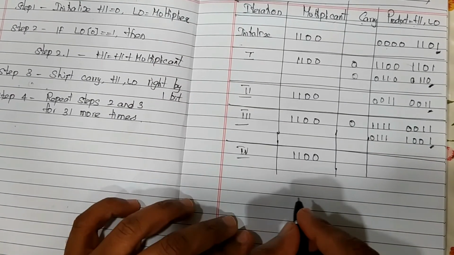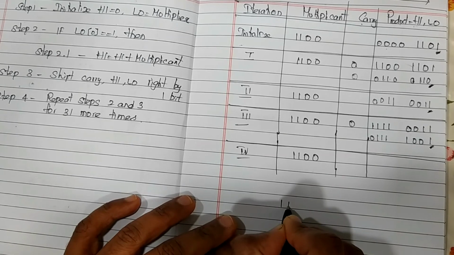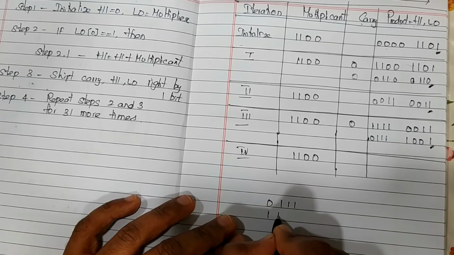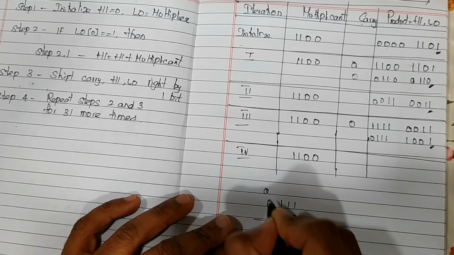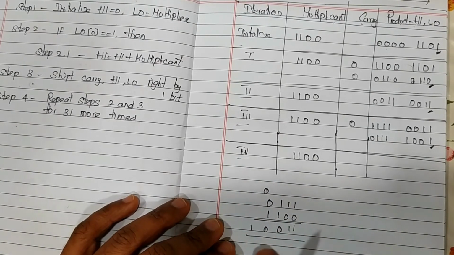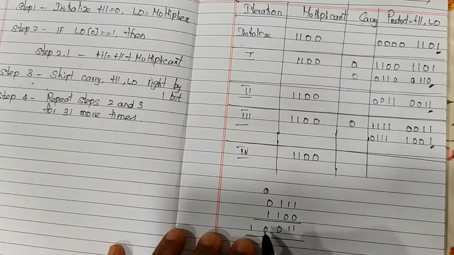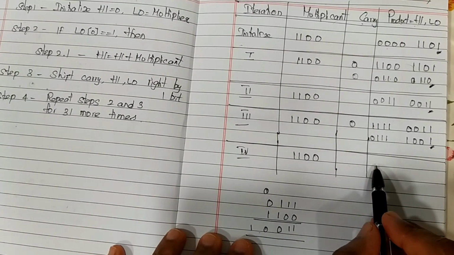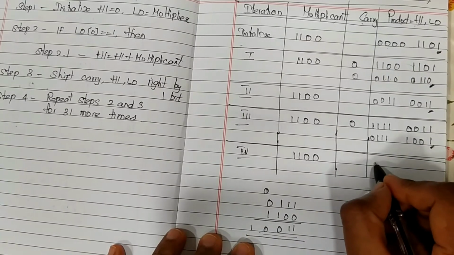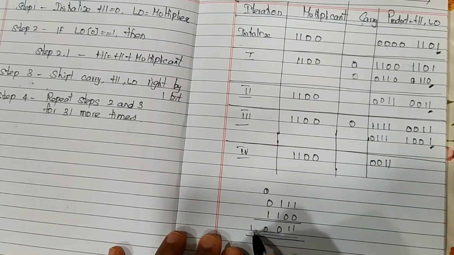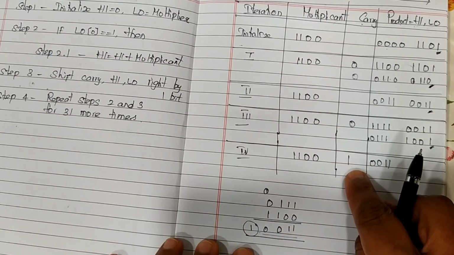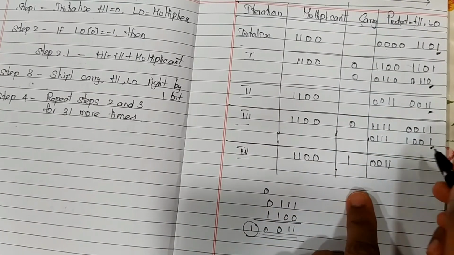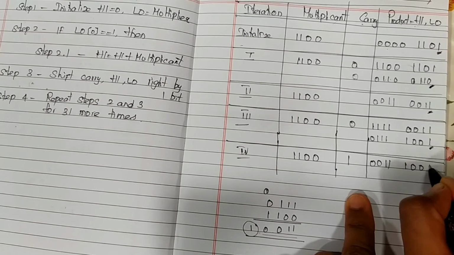So high is 0, 1, 1, 1, and the multiplicand is 1, 1, 0, 0. When you add, you get a carry here. This is the answer for the addition. So you get 5 bits. I told you high and low are going to be 4 bits. So you will be writing the 4-bit data in the high register. This carry goes to the carry register here. Low as it is, you don't change anything.